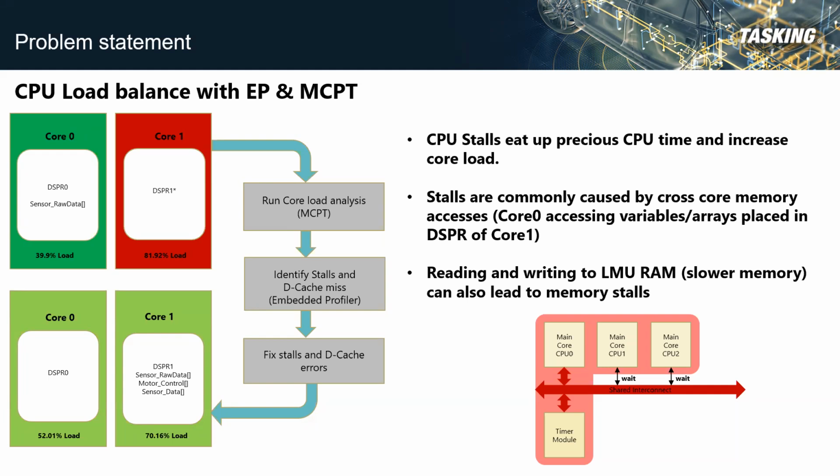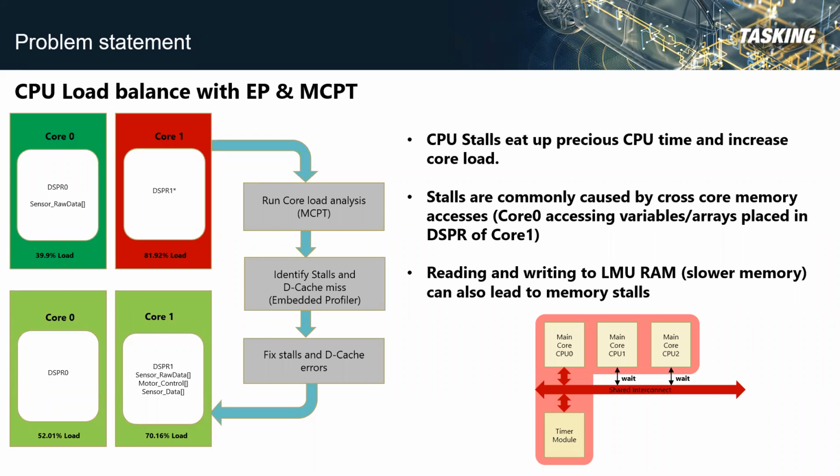Okay. So we can see how you can identify this by means of the embedded profiler, and also how you can change some of the compiler options in order to reduce this core load. With the embedded profiler, you can locate the stalls as well as the data cache misses. Whenever CPU stalls occur, they eat up precious CPU time and increase the core load. Stalls are commonly caused by cross-core memory access.